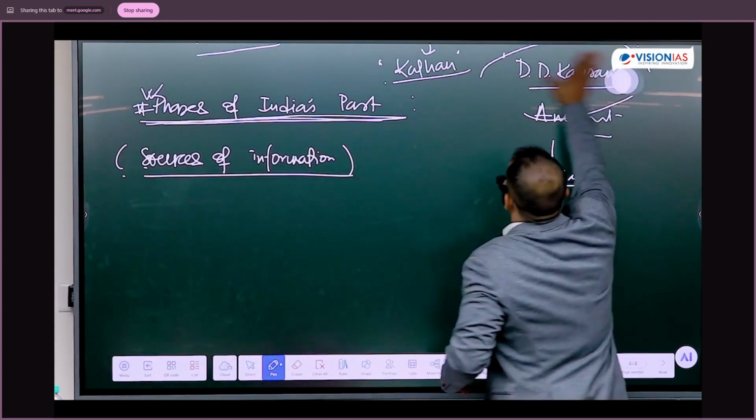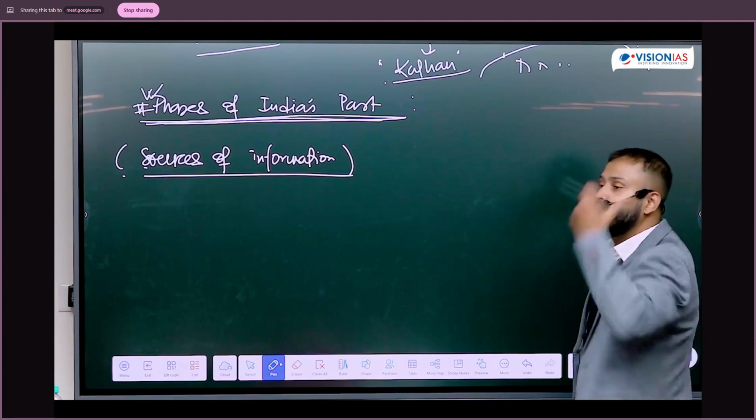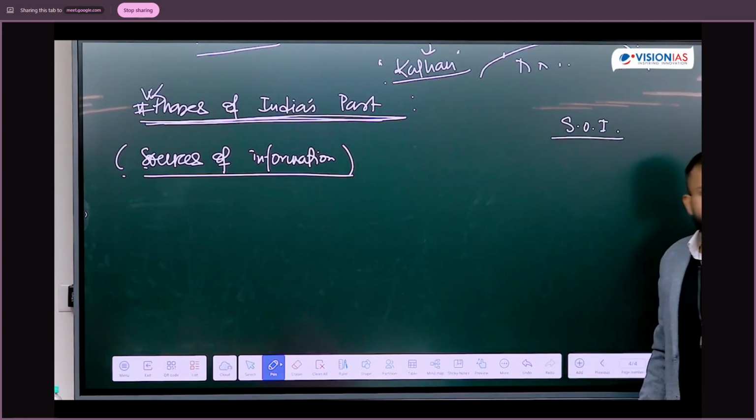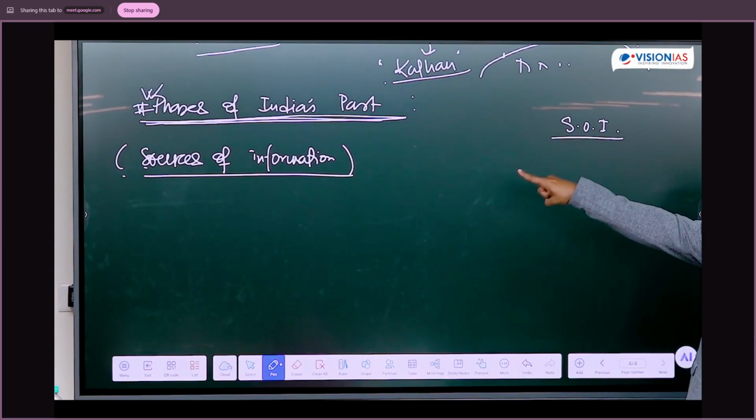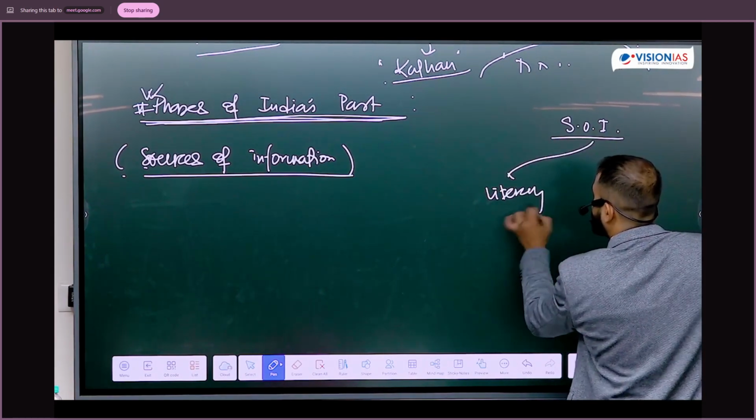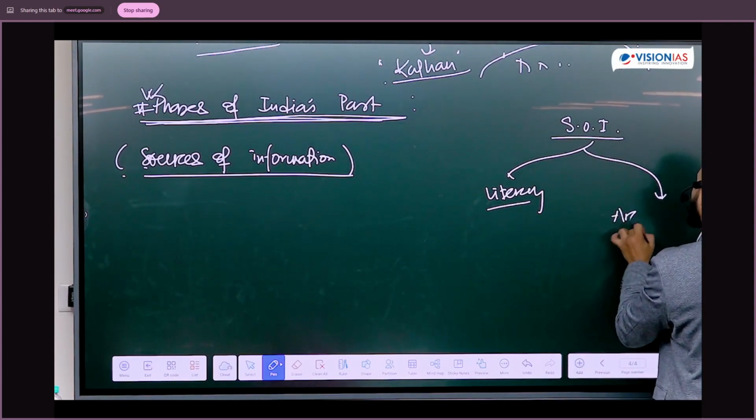Now you will ask, what are the sources of information? Give us some understanding regarding the sources of information. So what do we understand as sources of information? Can you help me out? On what basis can we deduce India's past? Sources of information, number one will be literary and the other will be material, that means archaeological.